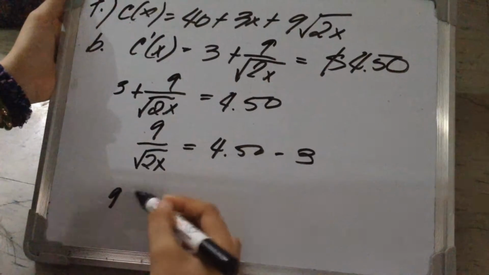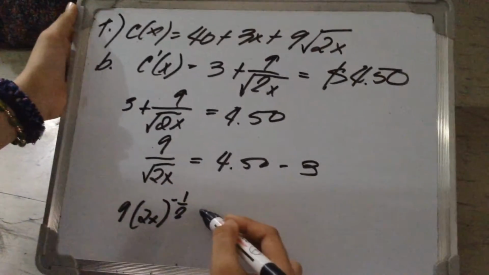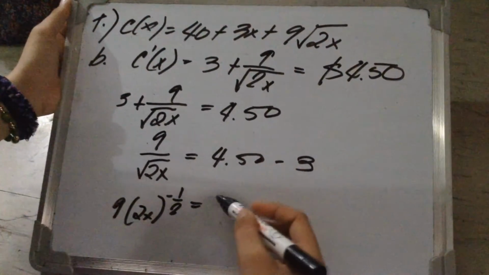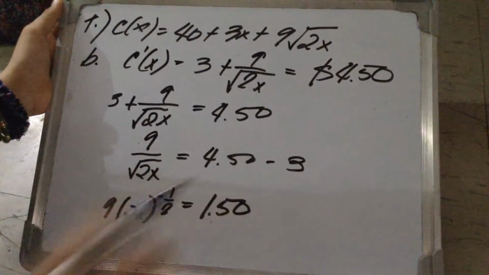And 9 over the square root of 2x is the same as 9 times 2x to the power of negative 1/2. 4.50 minus 3 equals 1.50.